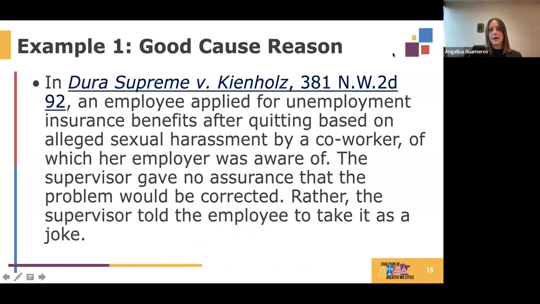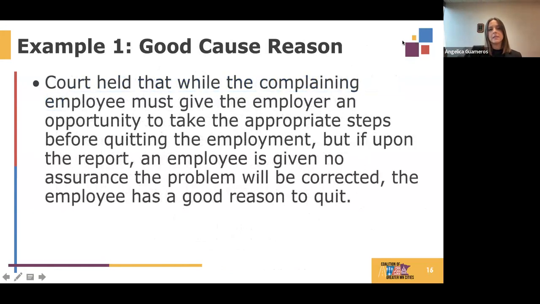So in this case, there was an employee that applied for unemployment insurance benefits after quitting based on sexual harassment by a coworker, of which her employer was aware. The supervisor gave no assurance that the problem would be corrected, and instead the supervisor told the employee to take it as a joke. So in this instance, the court held that while the complaining employee must typically give the employer opportunity to take appropriate steps before quitting employment, if upon reporting the incident an employee was given no assurance the problem would be corrected, the employee has a good reason to quit.